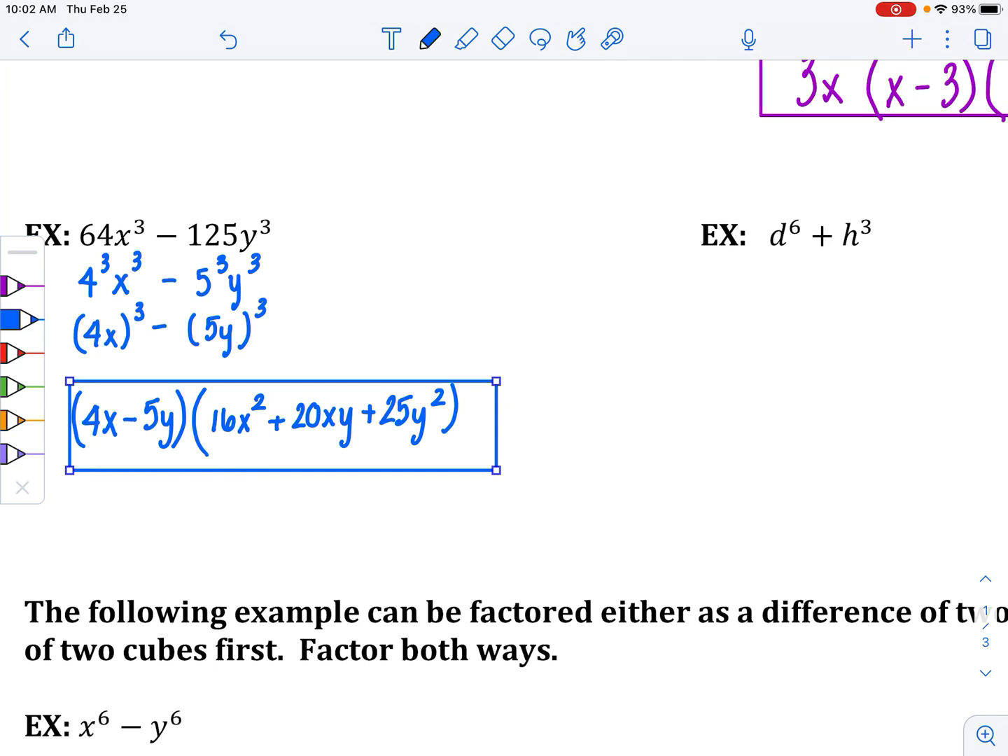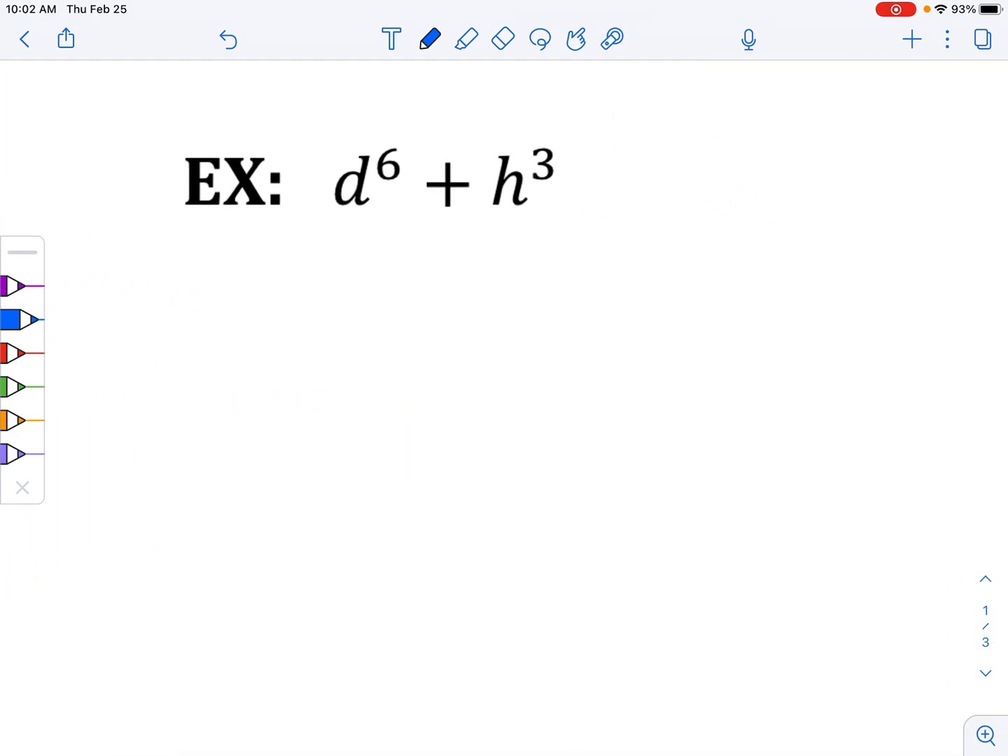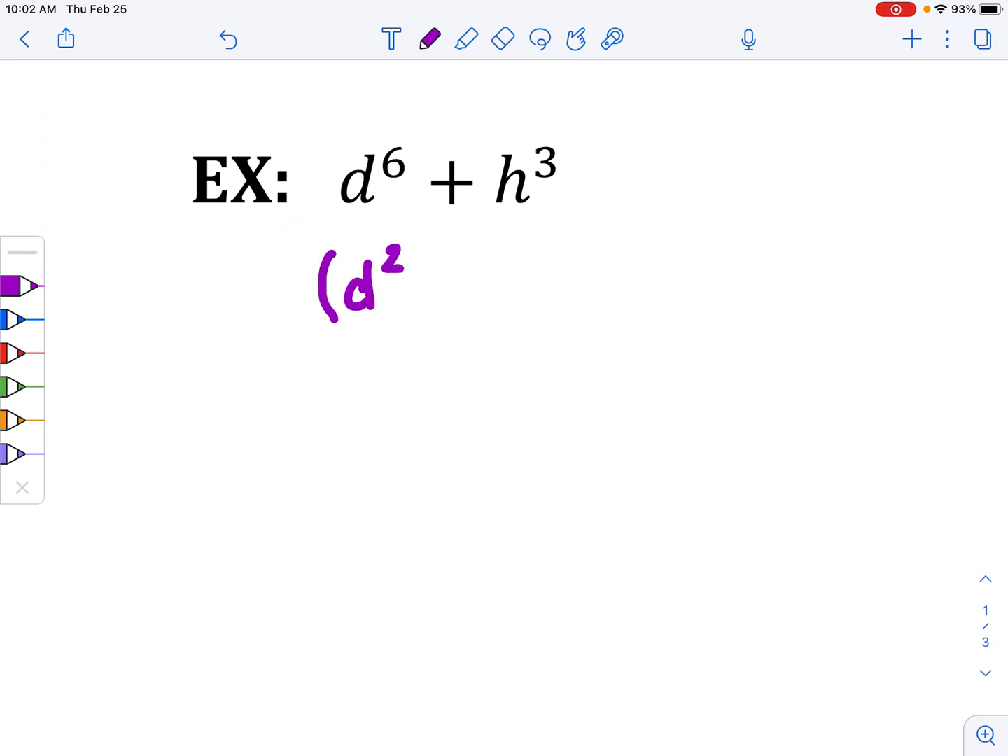And now we have one left. This one is a sum. The first term is d to the 6th and then h cubed. So maybe I'll try to get sum of perfect cubes because I have the sum and I already have a cube. So maybe if I rewrote d raised to the 6th power as d squared cubed. Do we see now that we have that sum of perfect cubes? This is my first value, this is my second, and now we can plug into our formula.